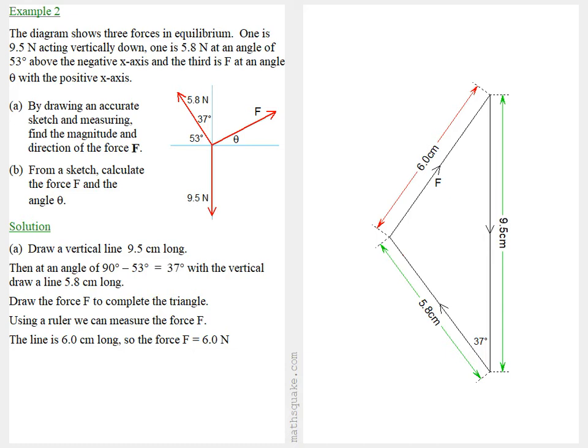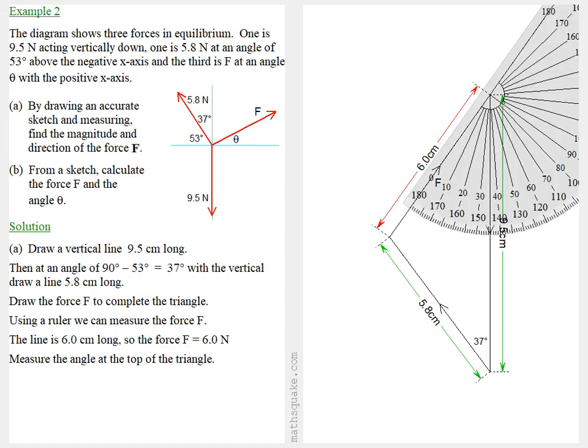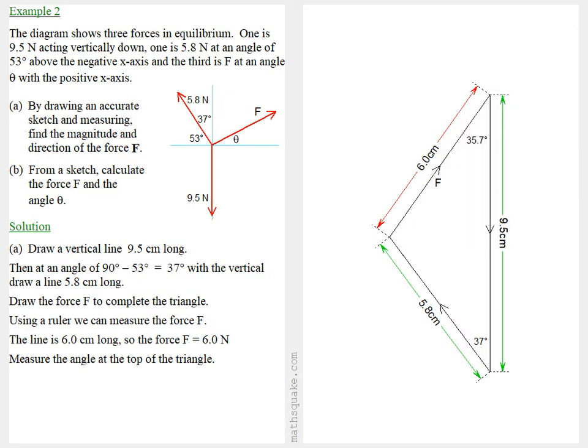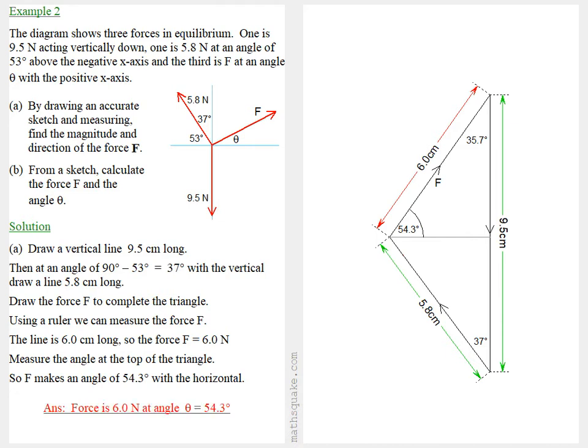We now want to find the direction of F, so we measure the angle at the top of the triangle. Using a protractor, we see that it's about 35.7 degrees. Now, if we draw in a horizontal line at the beginning of F, we have a right-angled triangle. So we see F makes an angle of 54.3 degrees with the horizontal. And so our answer is the force is 6.0 newtons at an angle theta of 54.3 degrees.